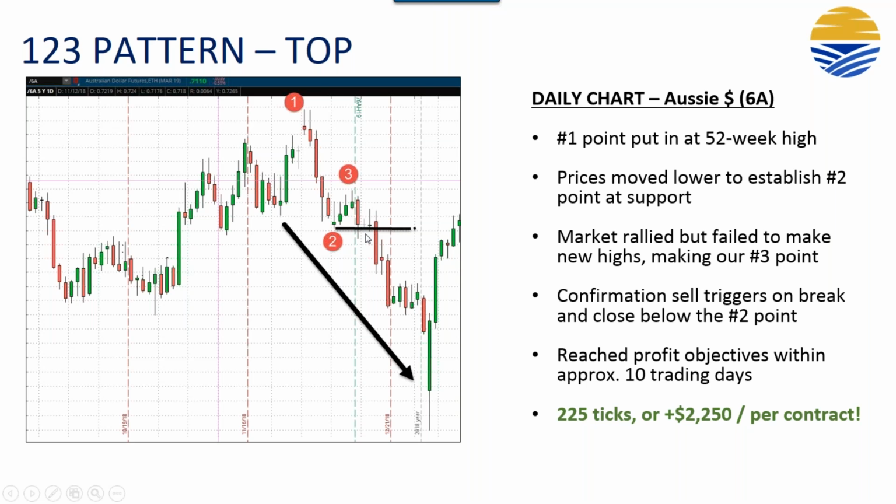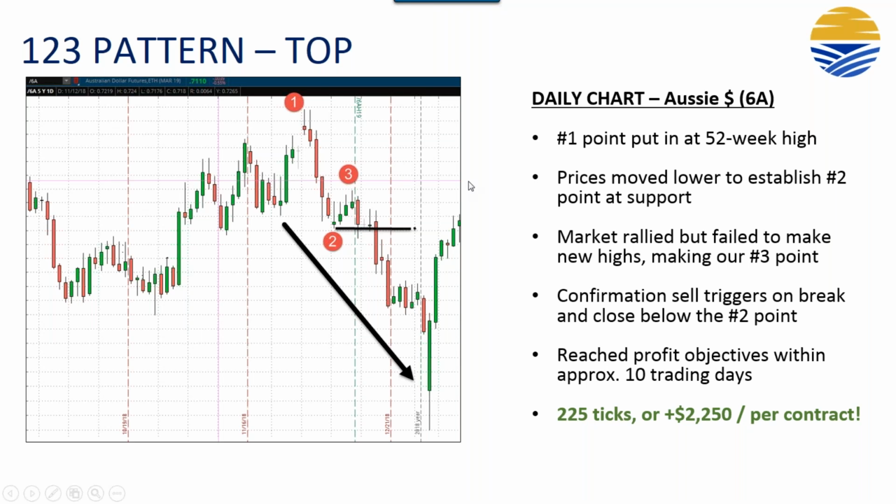Now, what are the rules? We're looking to get short on breaks or closes below the number 2, which is exactly what we get. So we already know about 95% of the rules, but what about the other important ingredients of the recipe? Like, where's my risk? Where am I taking profits? Where am I putting my targets? Good questions. So our initial risk is above the high of the 1. Our initial target is the distance between the high of the 1 measured to the low of the 2 measured down. So we measure from here to here and then down, which is about 225 ticks or $2,200 per contract.